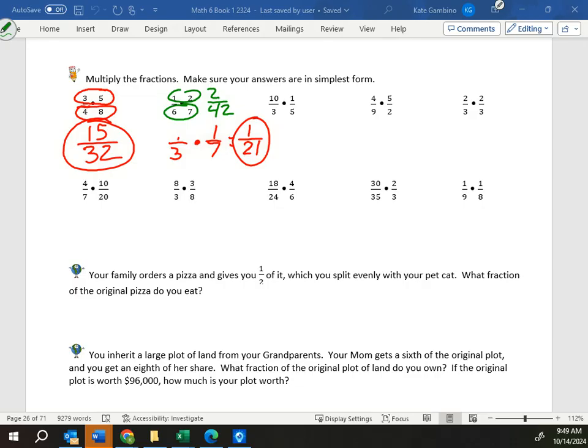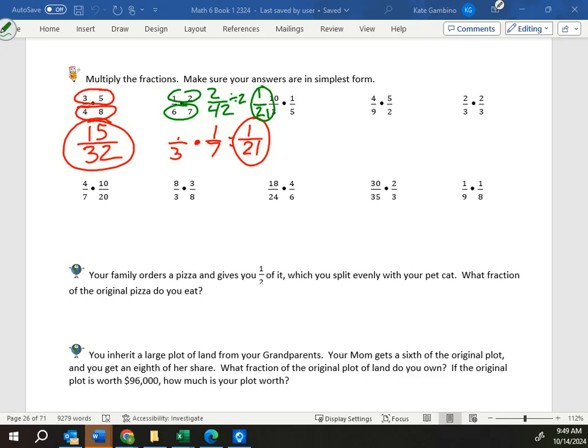Hudson's shaking his head. What can I simplify? I could divide a 2 out. They are both even numbers. 2 and 42 are even, so I can divide the 2 out. 2 divided by 2 is 1. 42 divided by 2 is 21. I get the same answer.